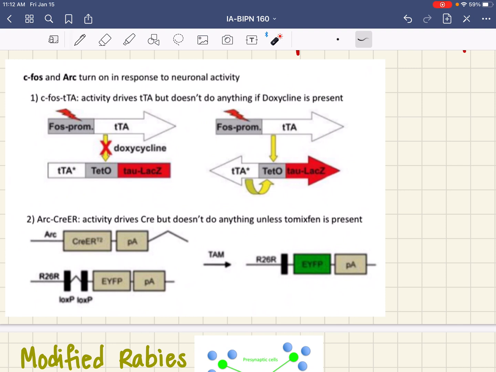Now, to inhibit this system, we use the drug called doxycycline. What doxycycline does is it simply stops the interaction between the TTA transcription factor and the TET-O promoter. So if this is stopped, then we never express LAC-Z.